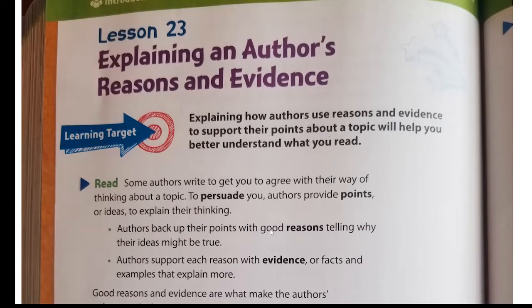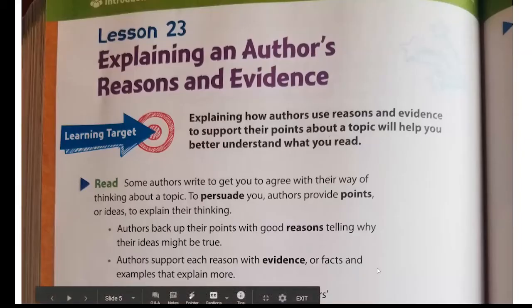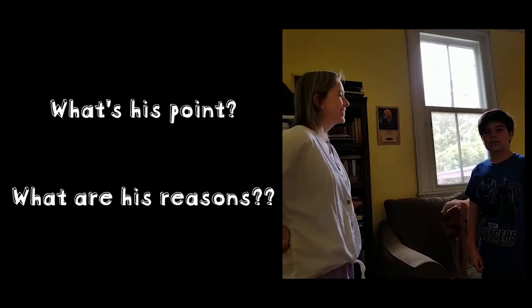Authors back up their points with good reasons, telling why their ideas might be true. Authors support each reason with evidence, or facts and examples that explain more. Good reasons and evidence are what makes the author's points convincing. And like I said, you guys do this all the time when you're trying to beg your parents or your family for things. You try to persuade them. That's what you're doing right now.